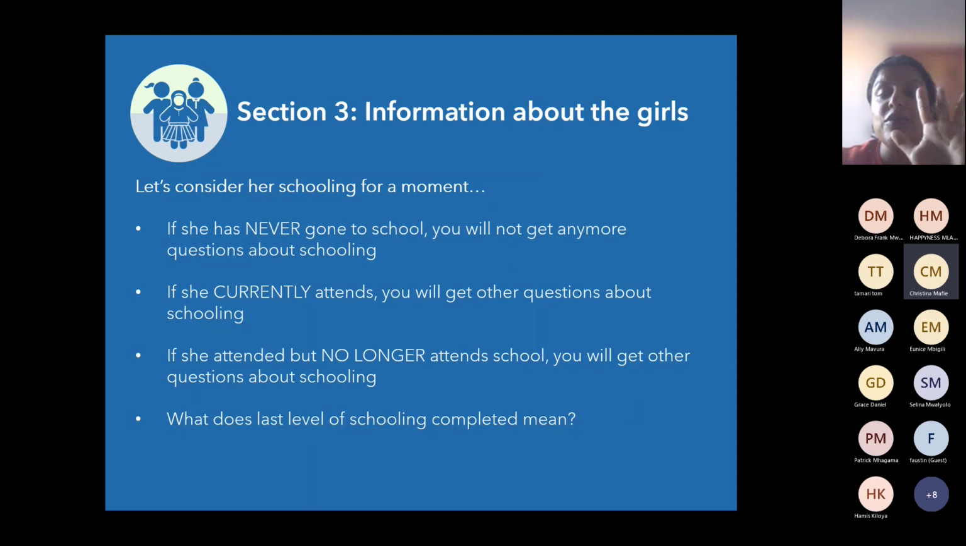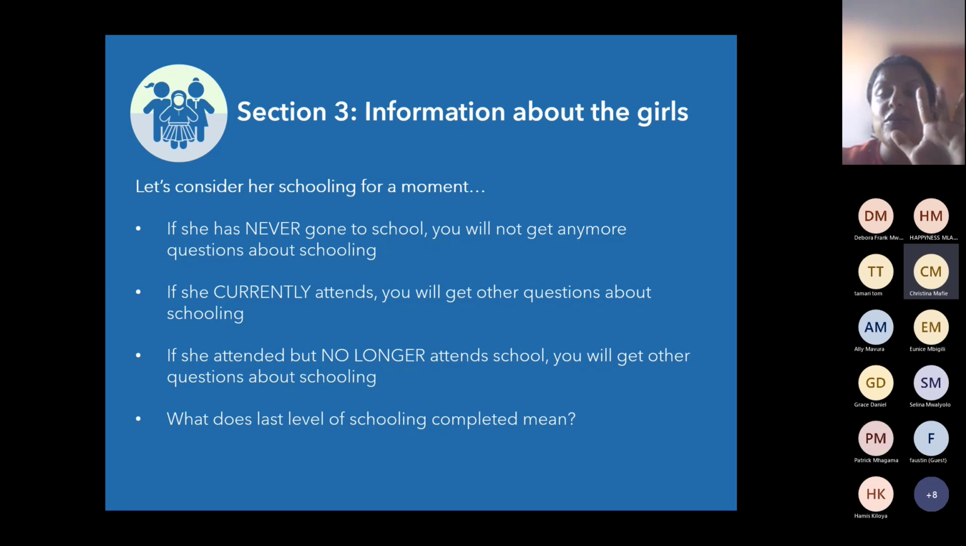Let's consider her schooling for a moment. If she has never gone to school, never, ever went to school, you will not get any more questions about schooling. If she currently attends, you will get the other questions about schooling. If she attended but no longer attends school, you will get the other questions about school. So the point being that if she's never gone to school, there will be no more questions. If she did go to school at some point or is currently in school, you will.